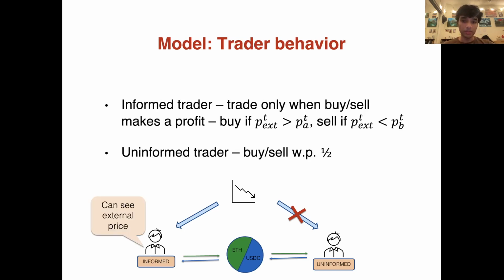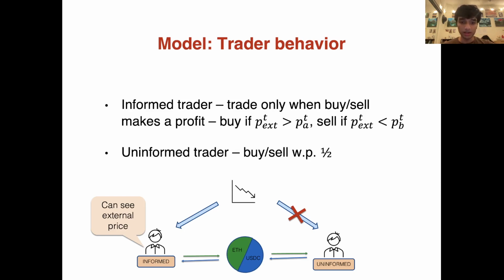Therefore, it buys or sells only when it makes a profit. Therefore, it will buy when the external price is greater than ask, so that it can buy from the exchange and sell it on the external market, and sell if the external price is less than the bid, so that it can buy from the external market and sell it on the exchange.